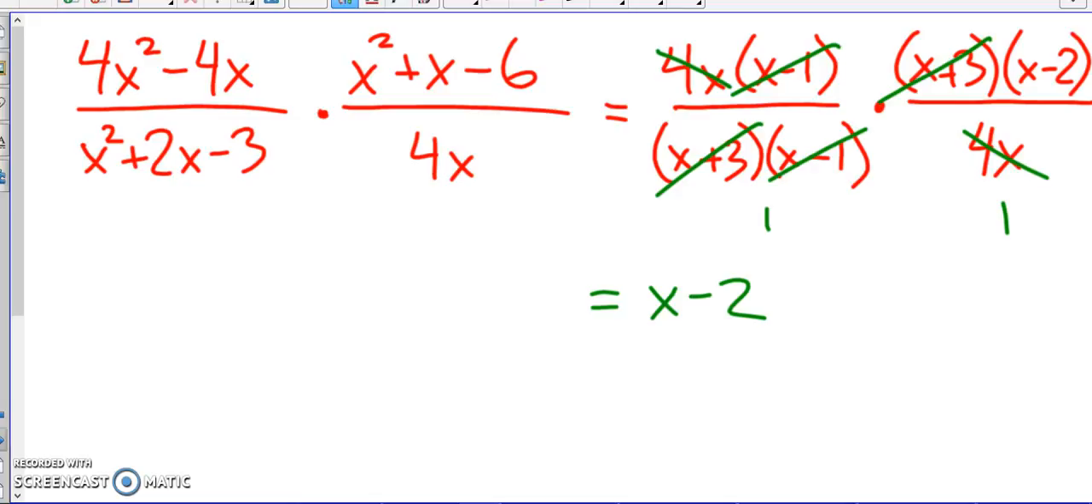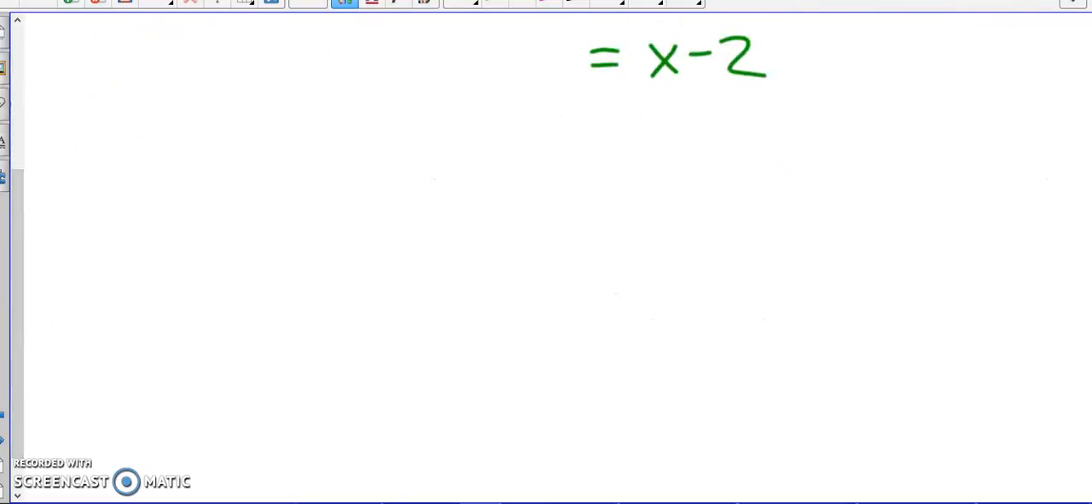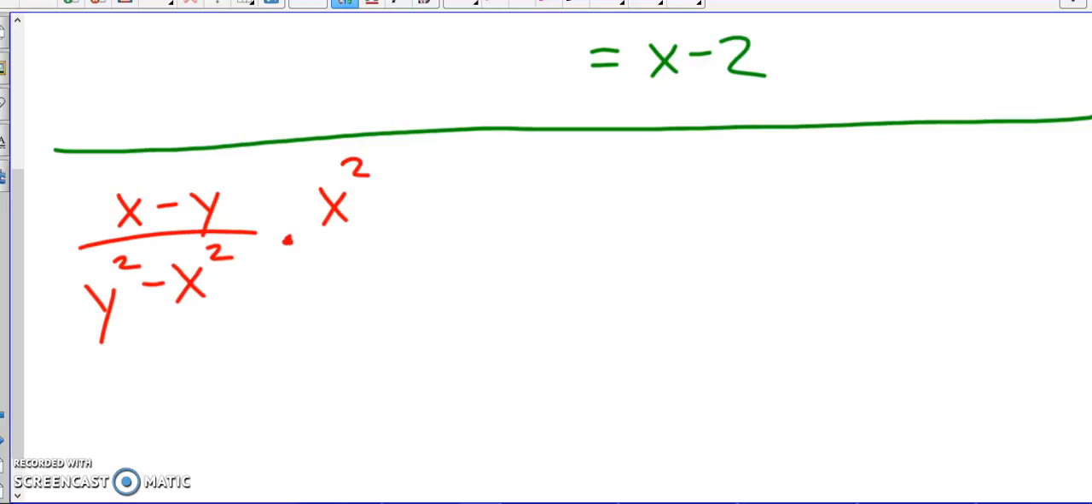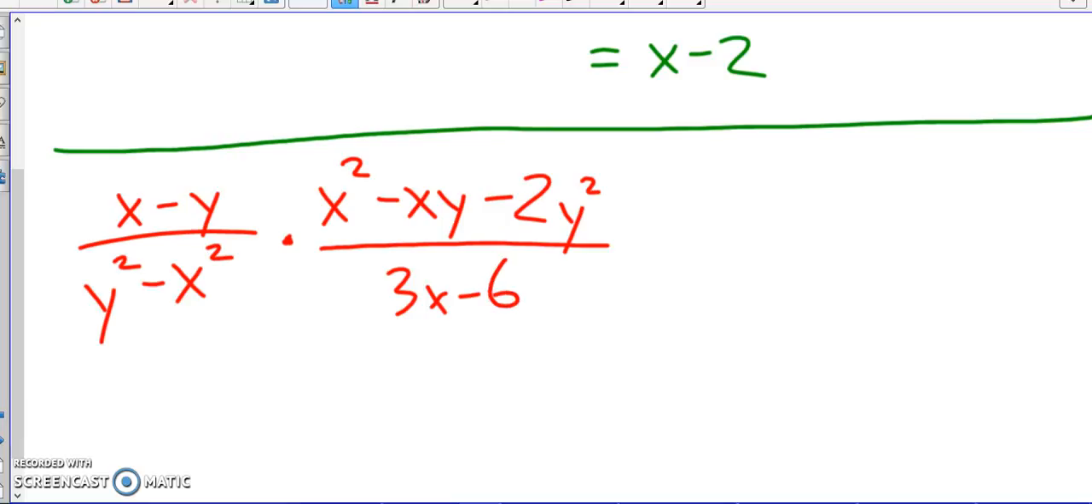All right. Let's try one more. Multiplication, and then we'll switch to division. So x minus y over y squared minus x squared times x squared minus xy minus 2y squared over 3x minus 6y.